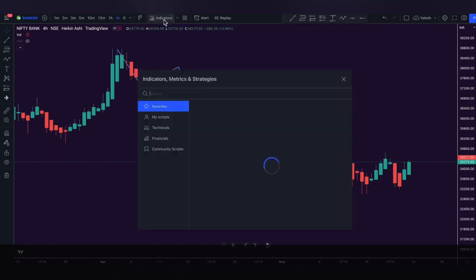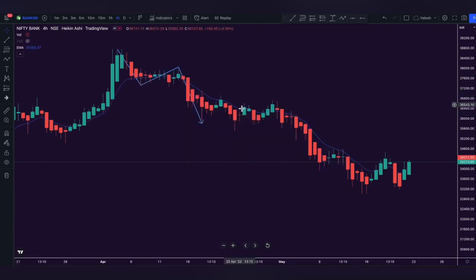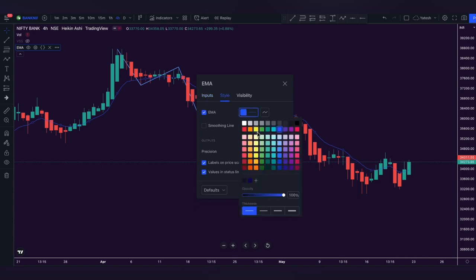Now the name of this indicator is EMA. Exponential moving average. So I will choose this. This blue line that you're seeing is our exponential moving average. You have to go here, click on settings. And here you need to make sure the length is 10. So this is a 10 period exponential moving average. And then we'll change the style. I will choose yellow color. I'll increase the size.